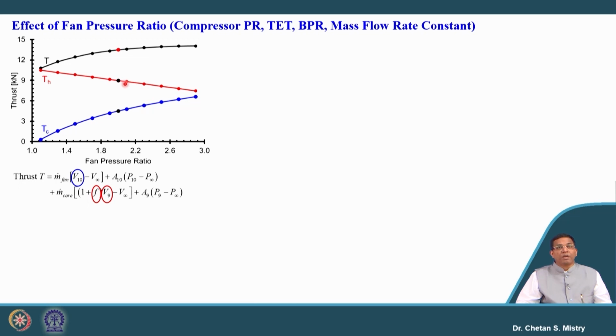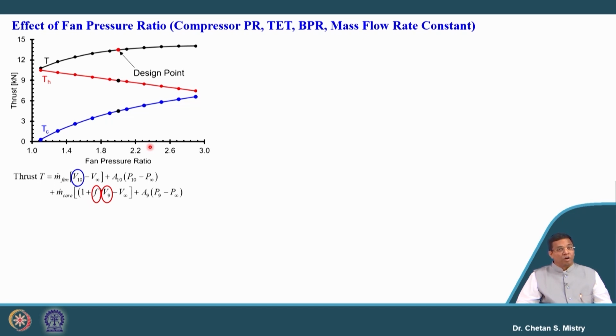At the same time the hot thrust is decreasing. So, somewhere here this is representing the design condition, and the summation of these two is representing my total thrust. Okay. Now, again we need to remember, since I want to increase my fan pressure ratio.